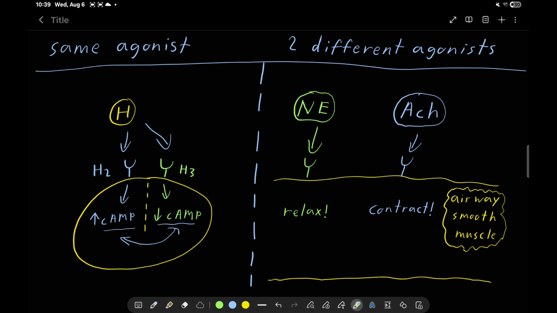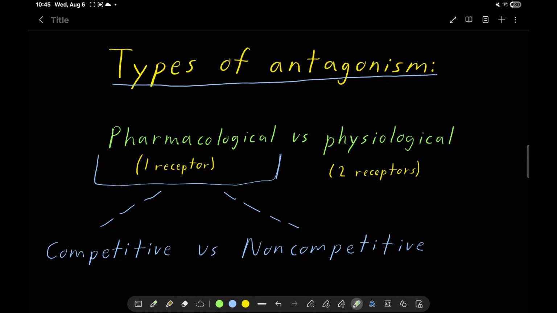But now you can see how you can either have two different agonists binding onto two receptor types to create physiological antagonism, or you can have just one agonist binding onto two different types of receptors to create physiological antagonism. Okay, so that's physiological antagonism, which involves two separate types of receptors.